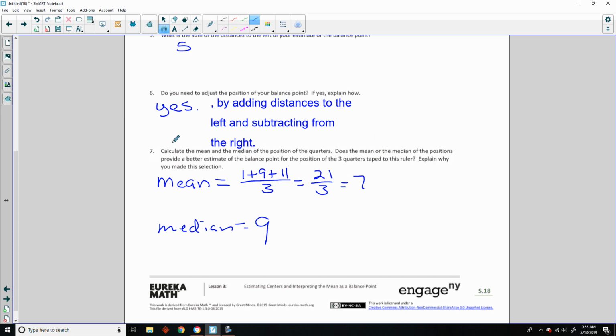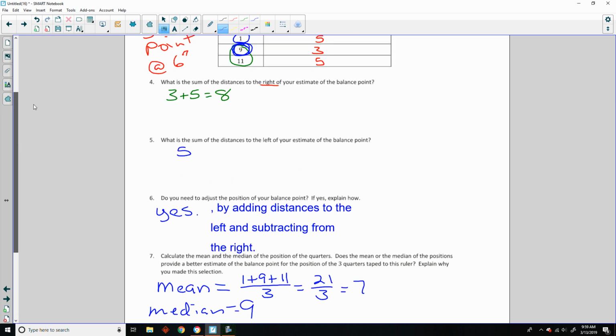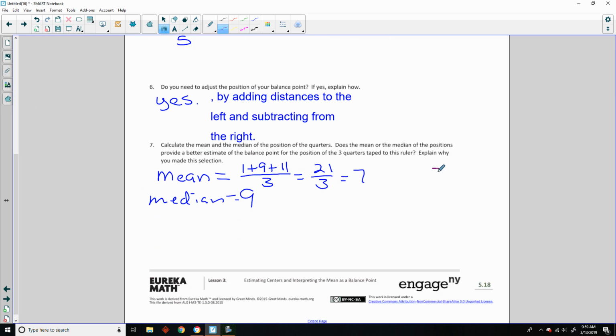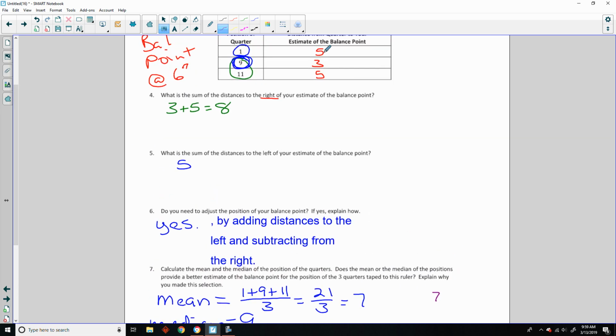Does the mean or median provide a better estimate of the balance point for the position of the 3/4? Tape to the ruler. Explain why you made this selection. So which is a better measure of center, the mean or the median? Let's take a look at our data. If I chose 7 as my mean, as my center, and I look at my data, I'm looking at the distance. 1 to 7 is a distance of 6. 9 to 7 is a distance of 2. 7 to 11 is a distance of 4. These two are to the right, this one's to the left.